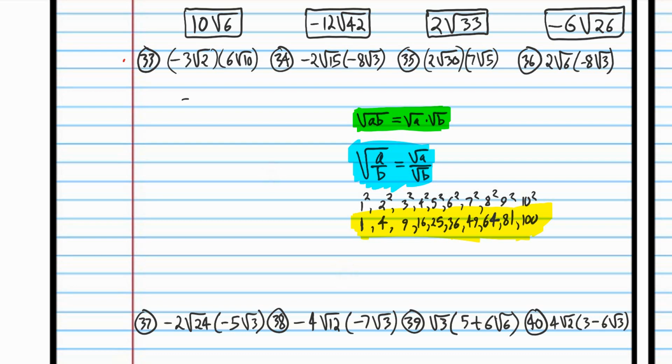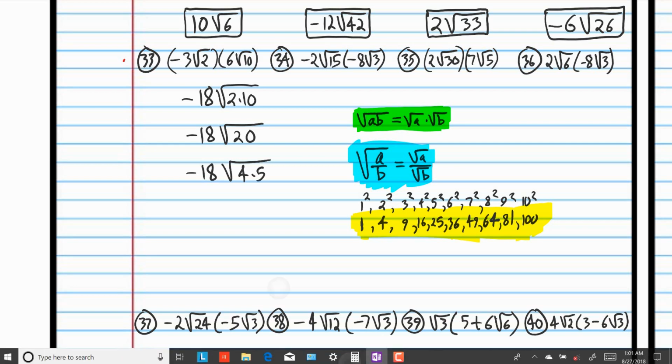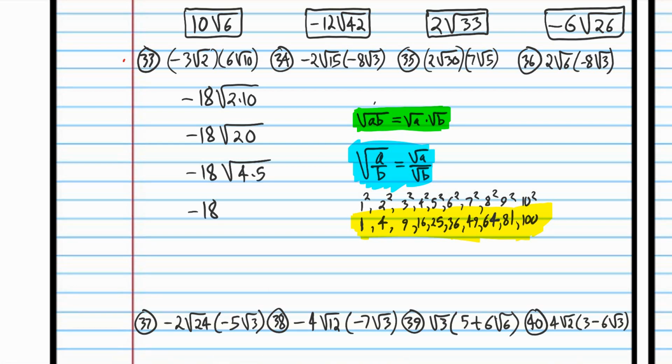Negative 3 times 6 is negative 18, and we have root 2 times 10. The roots just combine into one root based on this green equation. So then we get negative 18 times root 20. Now 20 has a perfect square, so I'm going to factor the perfect square, 4 times 5. Then I'm going to use the green principle in the forward direction and break it up into 2 roots. And then root 4 is just 2 because that's a perfect square.